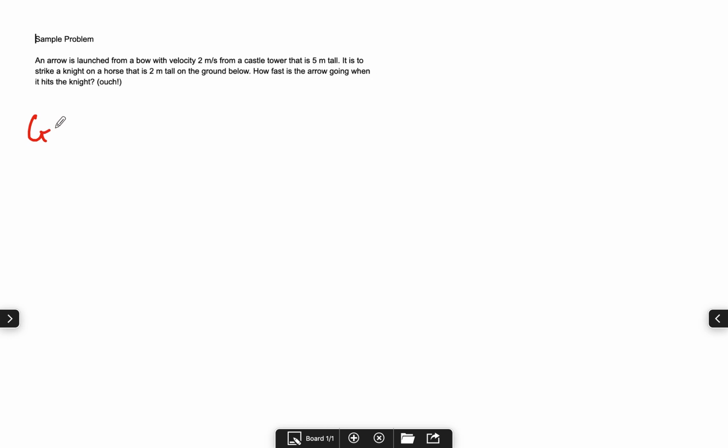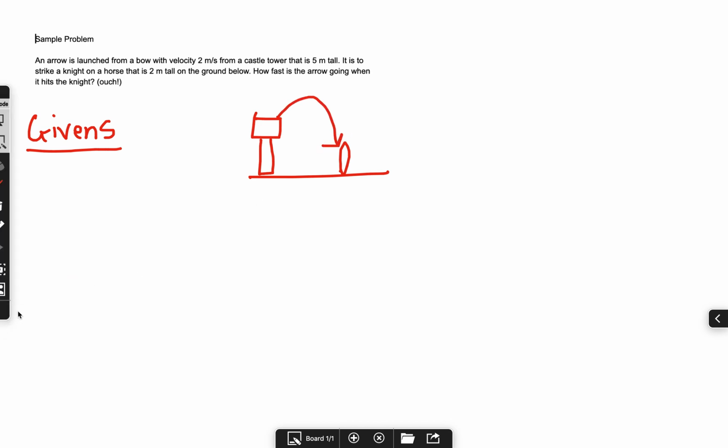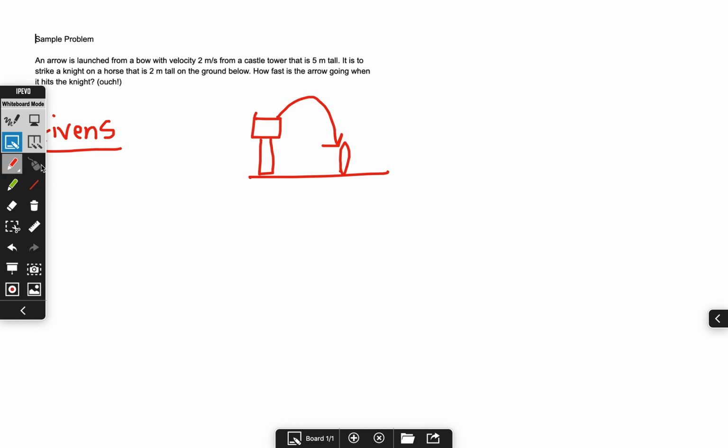So when we construct our givens, first we'll actually draw a picture. So we'll draw the castle. That's the ground. Here's the knight. And the arrow is being launched from the tower and hits the knight. Now, when we're dealing with energy, we don't have to worry about angles or x and y directions because energy is a scalar. So the energy doesn't depend on directions.